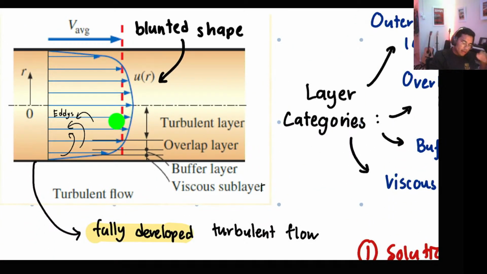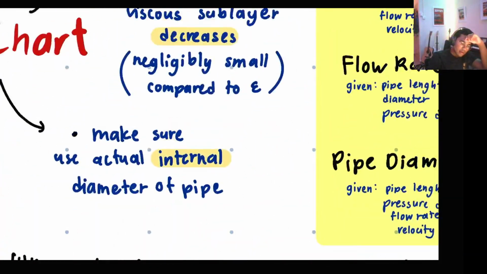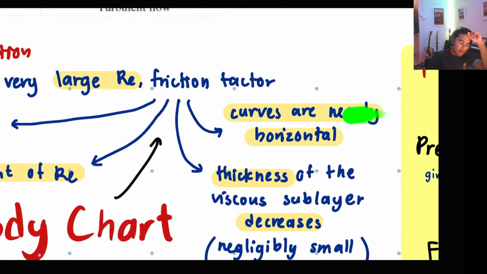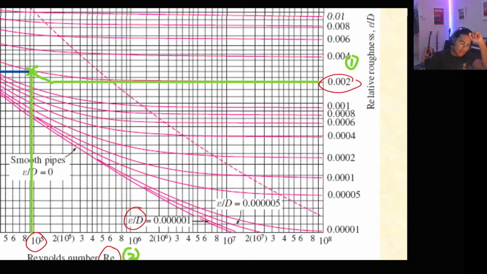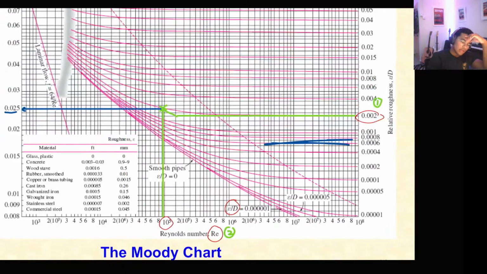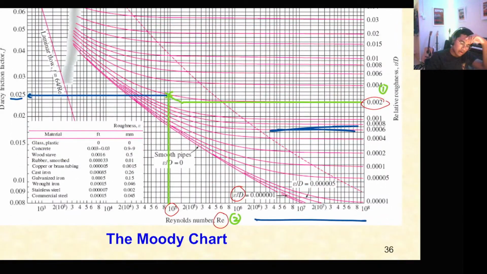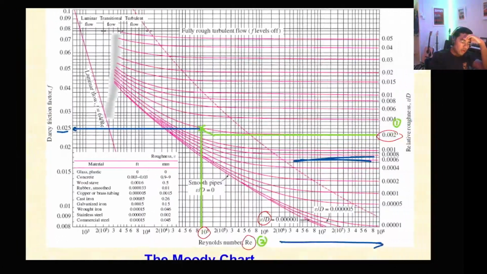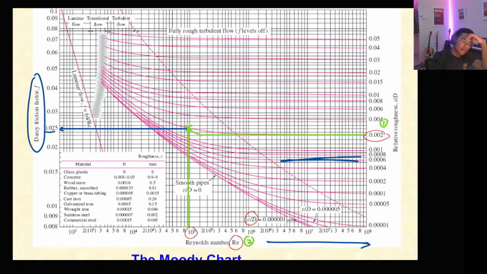When it has a higher Reynolds number, the viscous sublayer becomes very thin. So if it's thin, it is negligibly small. The curves are nearly horizontal. What does that mean? It means that it is approaching a constant value. So the higher you go in Reynolds number, the more you can see that the friction approaches a constant, which is a horizontal line.